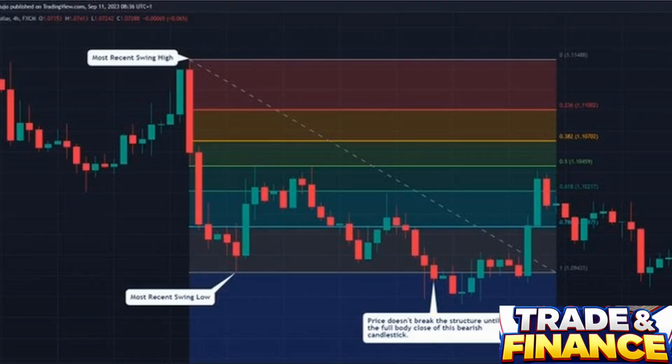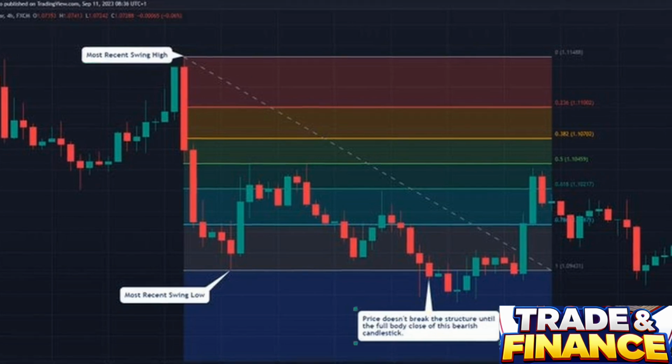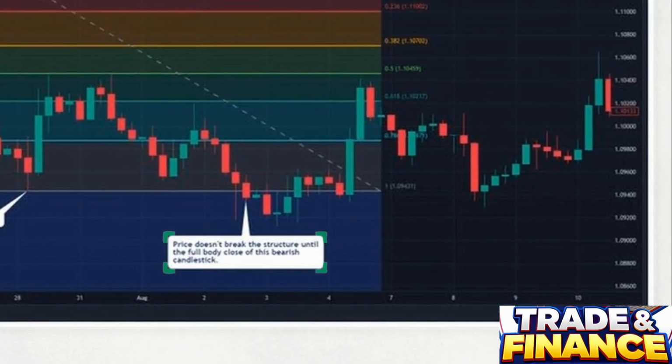To see a break of structure in an uptrend, the price forms a higher low, then surges past the previous swing high. Confirmation is key. The price must close with a full body past that line. A thin wick means it hasn't broken yet.